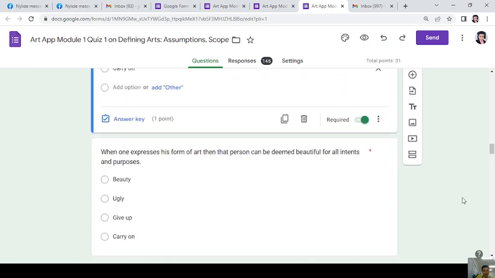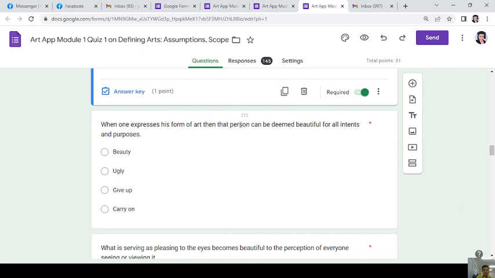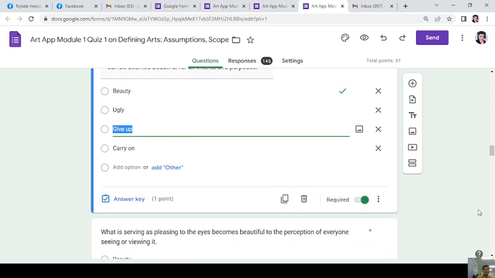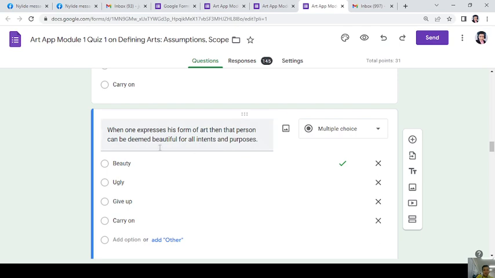Next, when one expresses his form of art, then that person can be deemed beautiful for all intents and purposes. True or false? This is true.